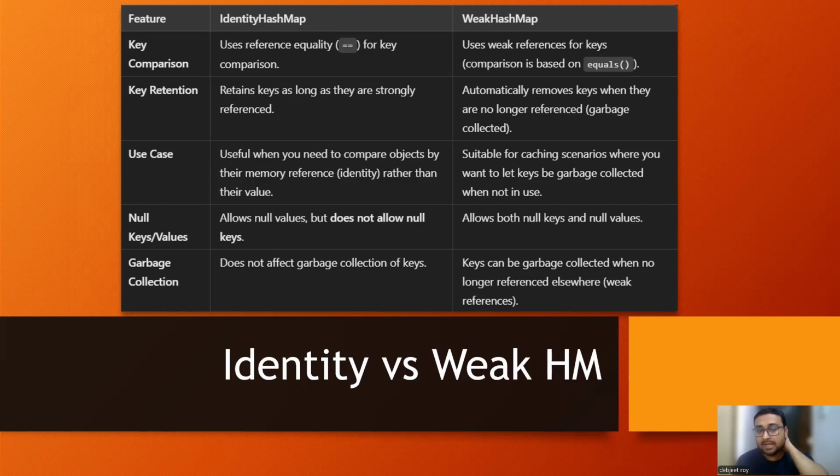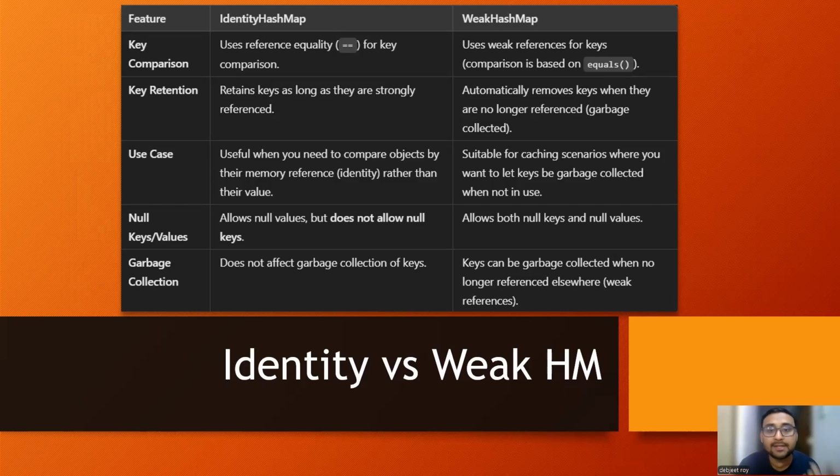One use case has been provided for you. Identity hash map is useful when you need to compare objects by memory reference, which is their identity, rather than their value. But weak hash map is important when you are doing caching based scenarios, where you want your keys to be garbage collected when they are not being used. Identity hash map allows null values, but it does not allow null keys. But weak hash map allows both null key as well as null value. Again, it's homework for you.